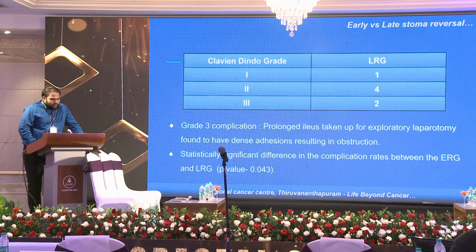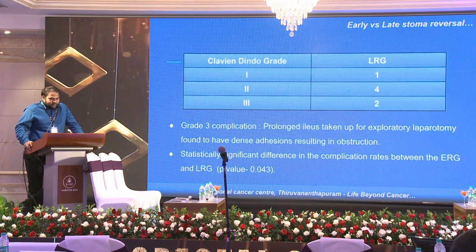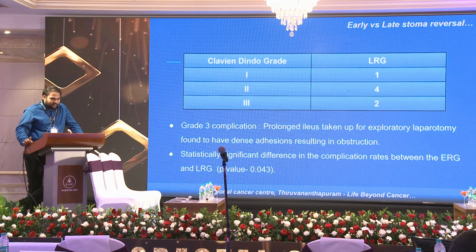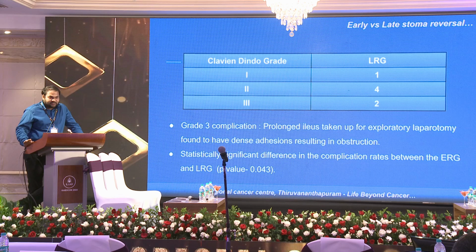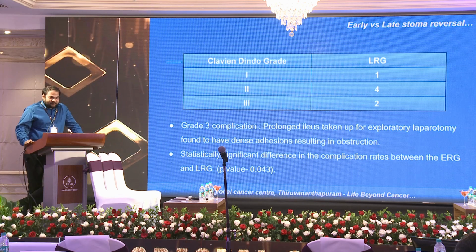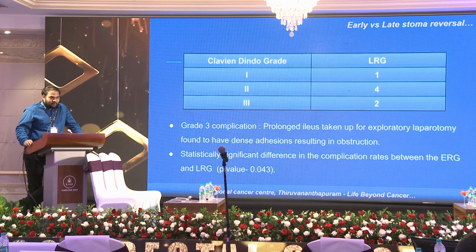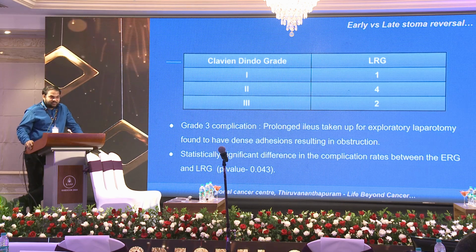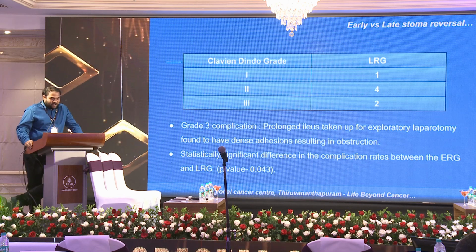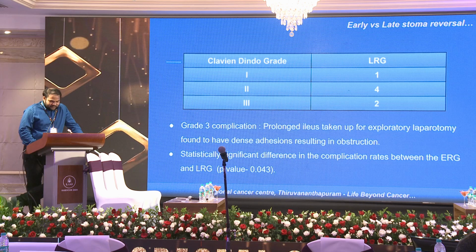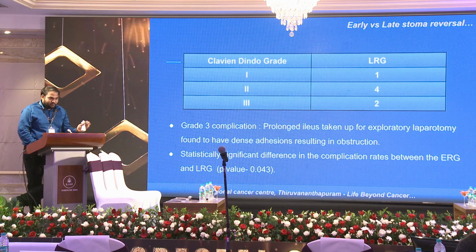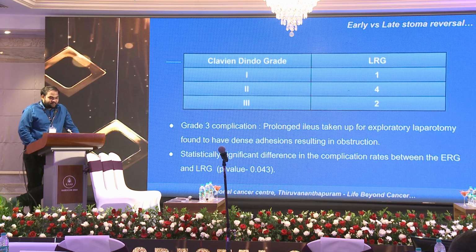So of the 7 patients with complications in the late reversal group, 1 patient had a grade 1 complication, which was only nausea, settled with medical management. 4 patients had ileus, which was settled with medical management, and 2 patients had grade 3 complications with prolonged ileus, for which they were taken for emergency exploratory laparotomy and found to have adhesions. And if you see the statistical difference between the 2 groups in complications, it was significant with a p-value of 0.043.